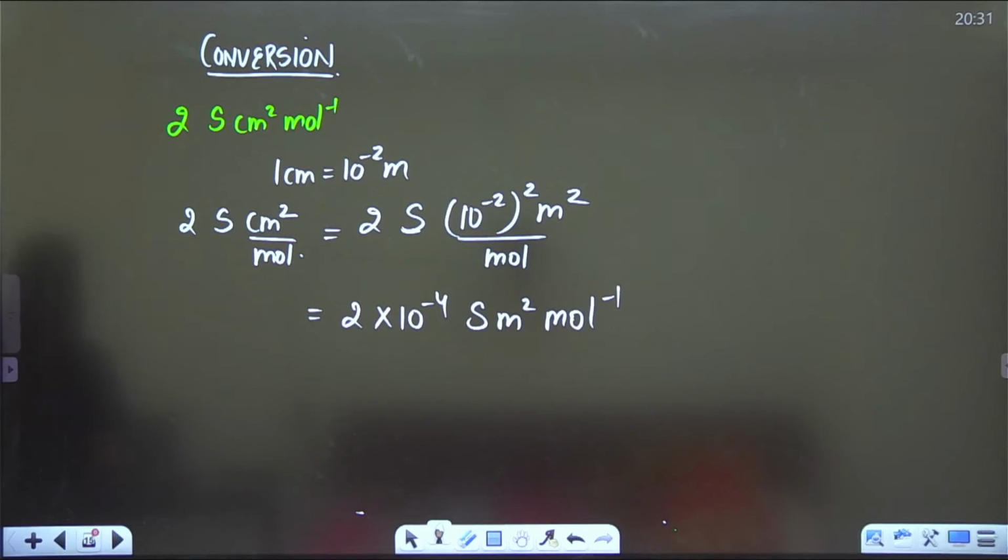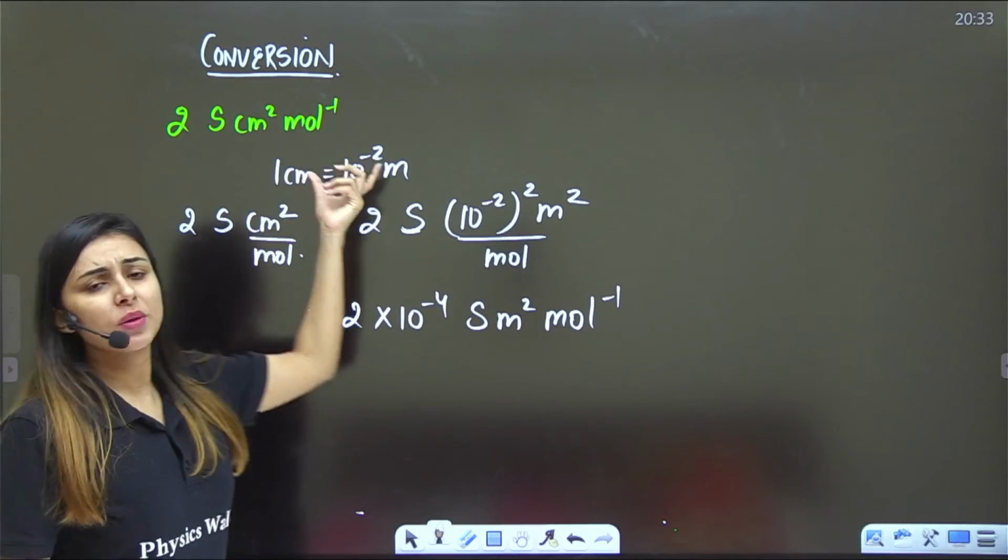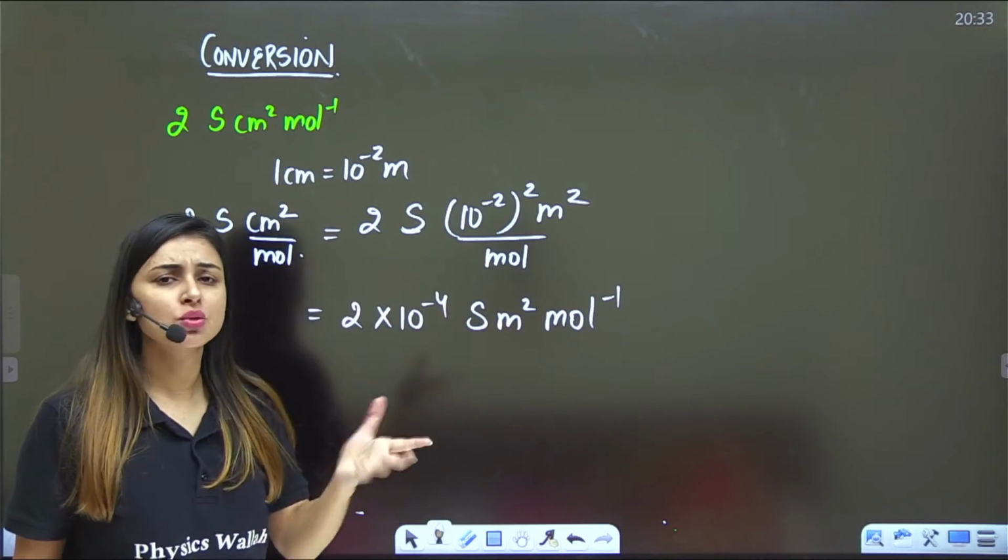You can pause the video, write it, and then we'll move forward. I hope you've written it. Now we can move forward. Now you only need to know this. So now you were given 2 Siemens centimeter square mole inverse and you needed to convert it into meter square. You did convert it.